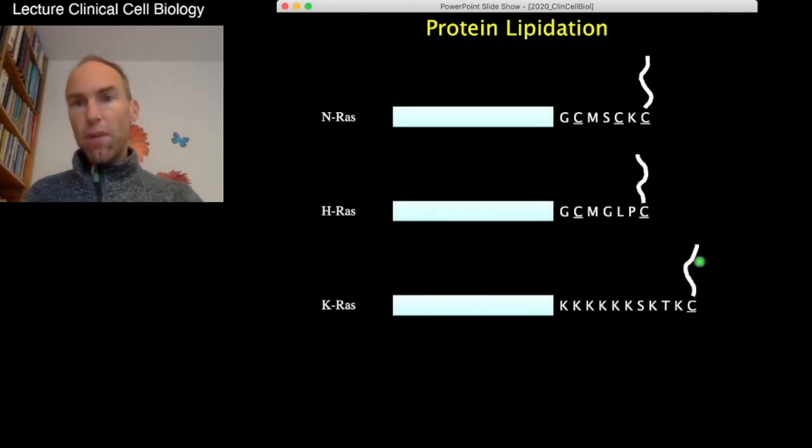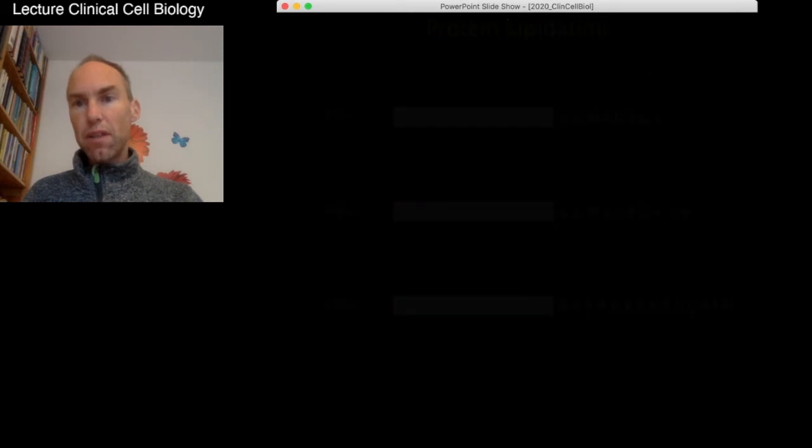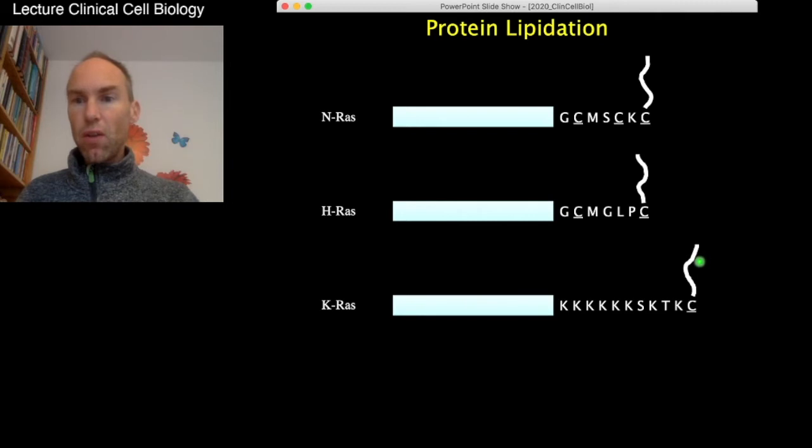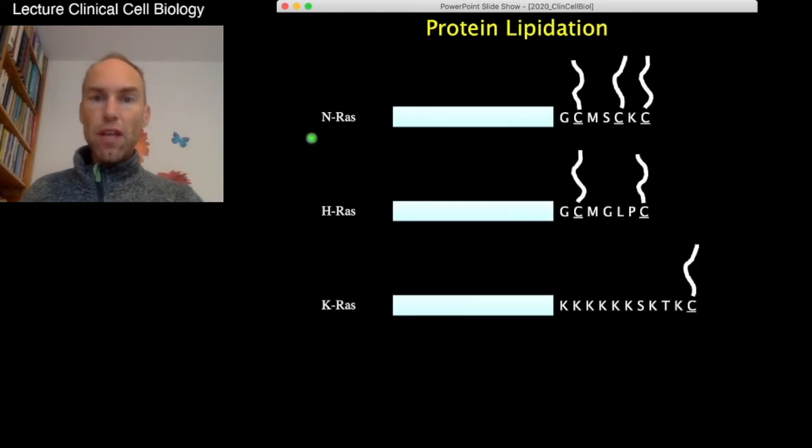So after protein lipidation, the proteins look like this. They have a fatty acid tail attached to this cysteine, and the three remaining amino acids are cleaved off. Now, as I said, the NRAS and HRAS can be further modified with palmitoyl tails at these cysteines, and KRAS cannot.